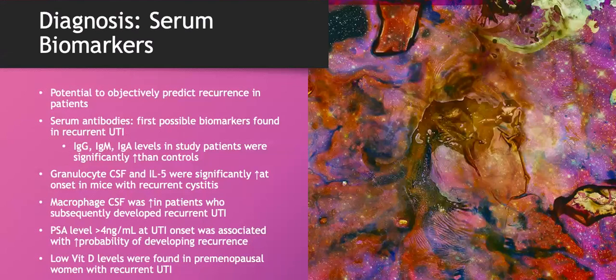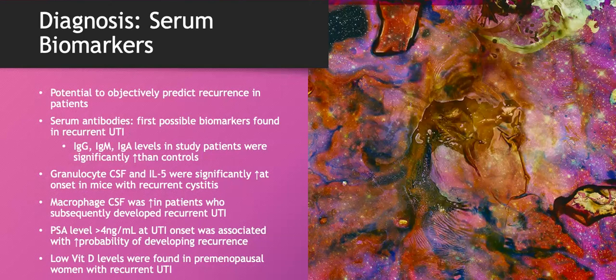And then an interesting part of diagnosis, which I also didn't know, is that there's availability of serum biomarkers which have a potential to objectively predict recurrence in patients. The serum antibodies were actually the first possible biomarkers found in recurrent UTI. These include IgG, IgM, and IgA levels in study patients, which were found to be significantly increased in patients with recurrent UTIs than in controls.